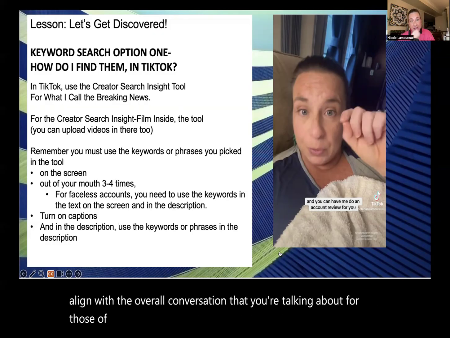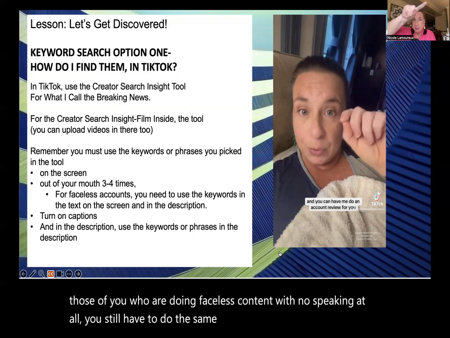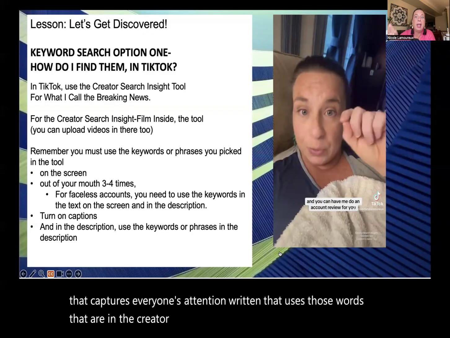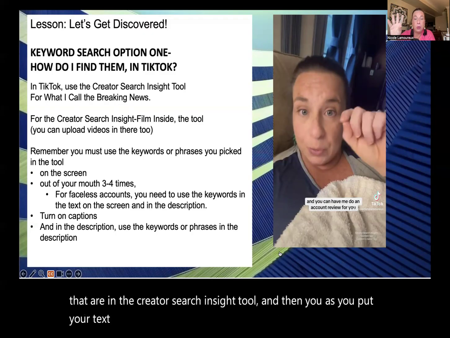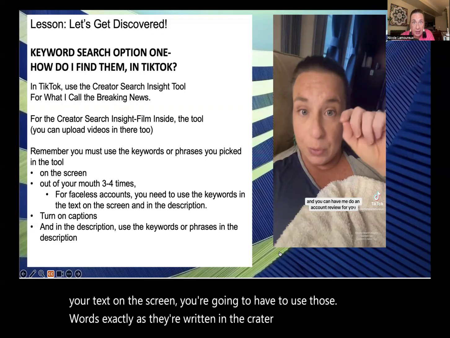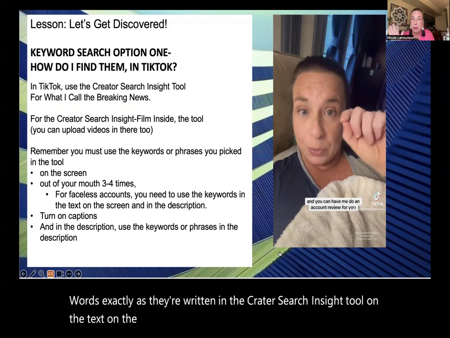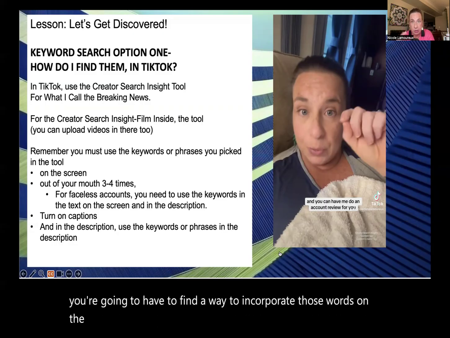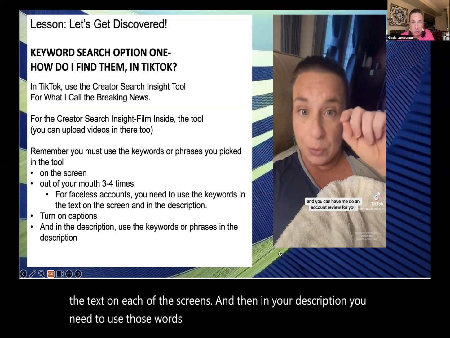For those of you who are doing faceless content with no speaking at all, you still have to do the same thing. You still have to put a written hook that captures everyone's attention and uses the words that are in the creator search insight tool. And as you put your text on the screen, you have to use those words exactly as they're written in the tool. Or if you're doing photo carousels, you have to find a way to incorporate those words in the text on each of the screens. And then in your description, you need to use those words again.